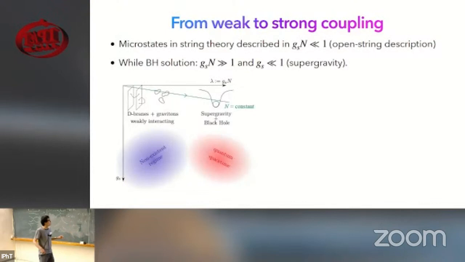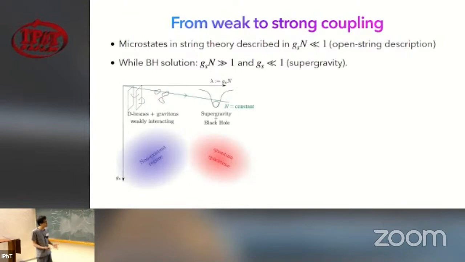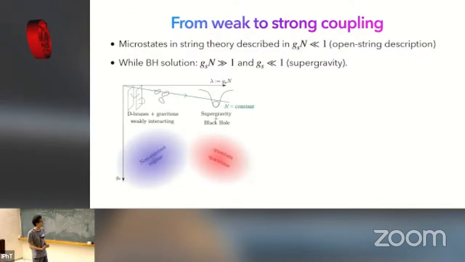So in string theory, we tend to think that the microstates are described only in the regime where the coupling is weak in the open string theory description. But the black hole solution is defined in the regime where G_N is big. So the idea is, what happens if you try to follow the line from the weak coupling? You take a particular microstate and you follow the line into the supergravity regime.